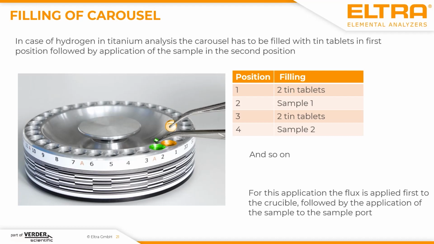And then the typical analysis procedure starts, and you have a heating of the crucible to remove atmospheric gases from the crucible and from the flux. And you also have a flushing of the sample for titanium. So this does mean for this kind of application, you just have to use different positions for flux and sample.